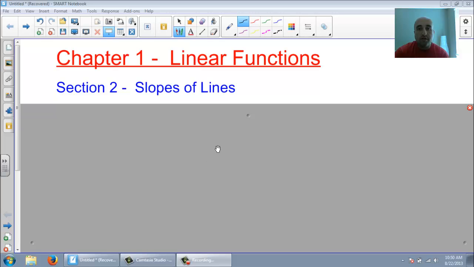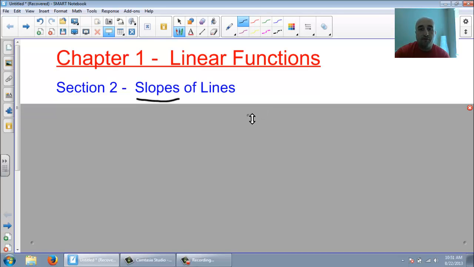This is chapter 1 still, linear functions, still talking about lines. And section 2, we're going to stress mainly talking about slopes of lines. Once again, this is a review for you, hopefully. You should have seen most of this. It's just a recap because a lot of this is important for the end of the year.